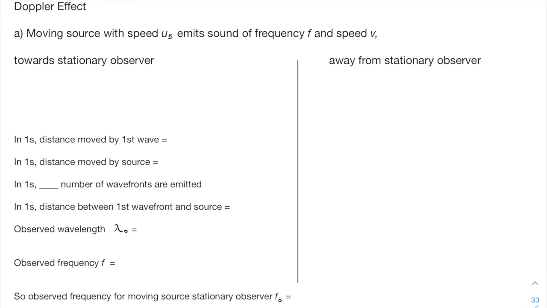Right, let's talk about Doppler's effect for sound. There are three separate scenarios. First, a moving source, stationary observer. Then there is a moving observer, stationary source. And finally, there is a moving source and moving observer.